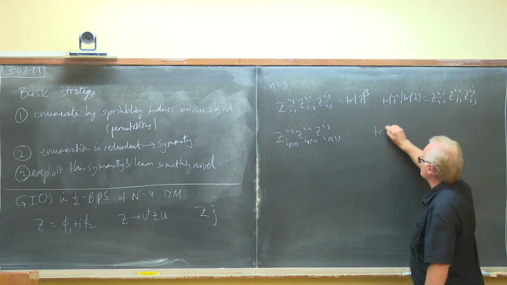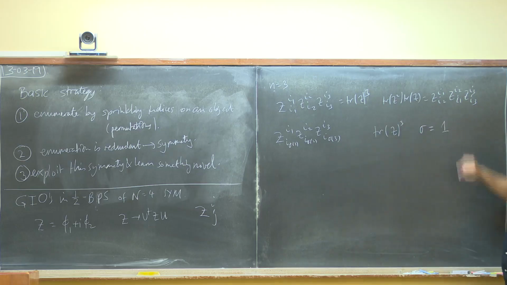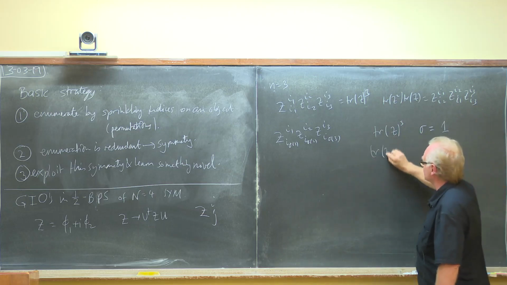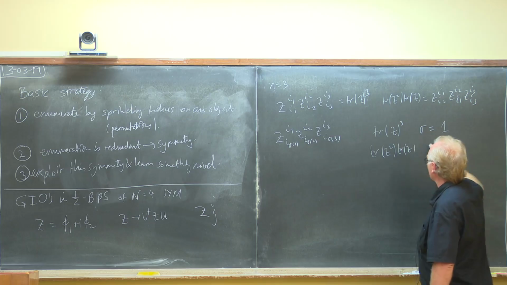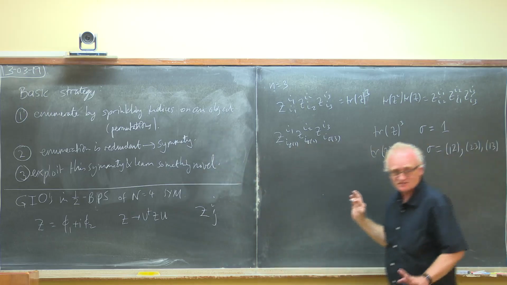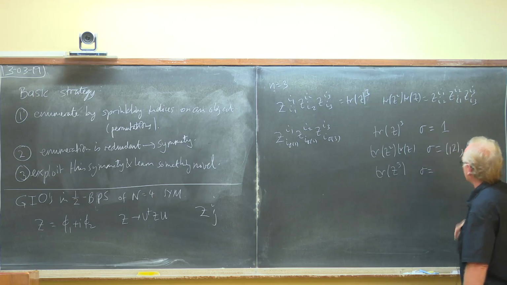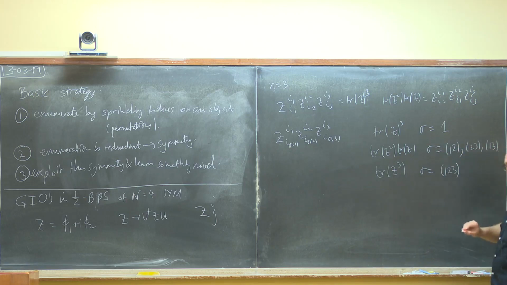Then if I want trace of Z cubed, what permutation should I take? Identity. If I want trace of Z squared, trace of Z, what permutation should I take? Swap 1, 2. But there are two others. What else could I use? Swap 2, 3, and 1, 3. Absolutely. So here, in fact, is an example where we're getting a redundancy in the description, in the enumeration. And we can also look at trace of Z cubed. And here you can see that sigma equal to 1, 2, 3 will do it, or 1, 3, 2.